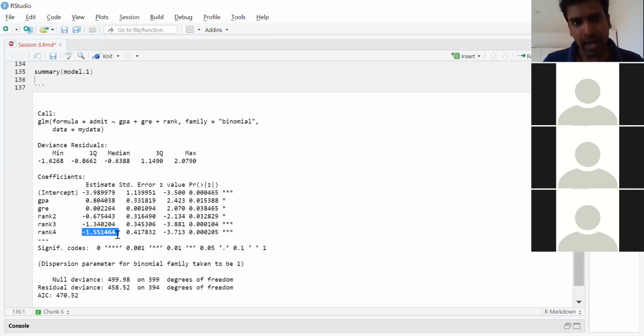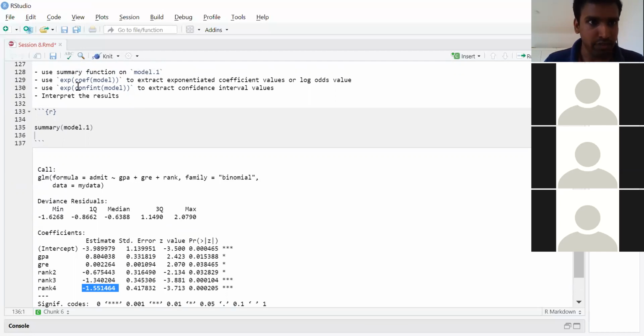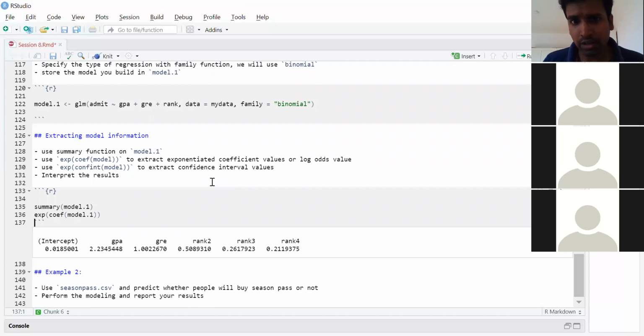But still, what happened here is that we are trying to interpret the log odds values rather than the actual odds. So what we are supposed to do is exponentiate it. You need to take the log out of the equation and then try to interpret the data. And for that, we use exponentiation of these coefficients. Let's see exponentiation of coef. coef is the coefficient of the model. Trying to extract the coefficient of the model, you say model dollar 1. And now you have a very good picture of your data.